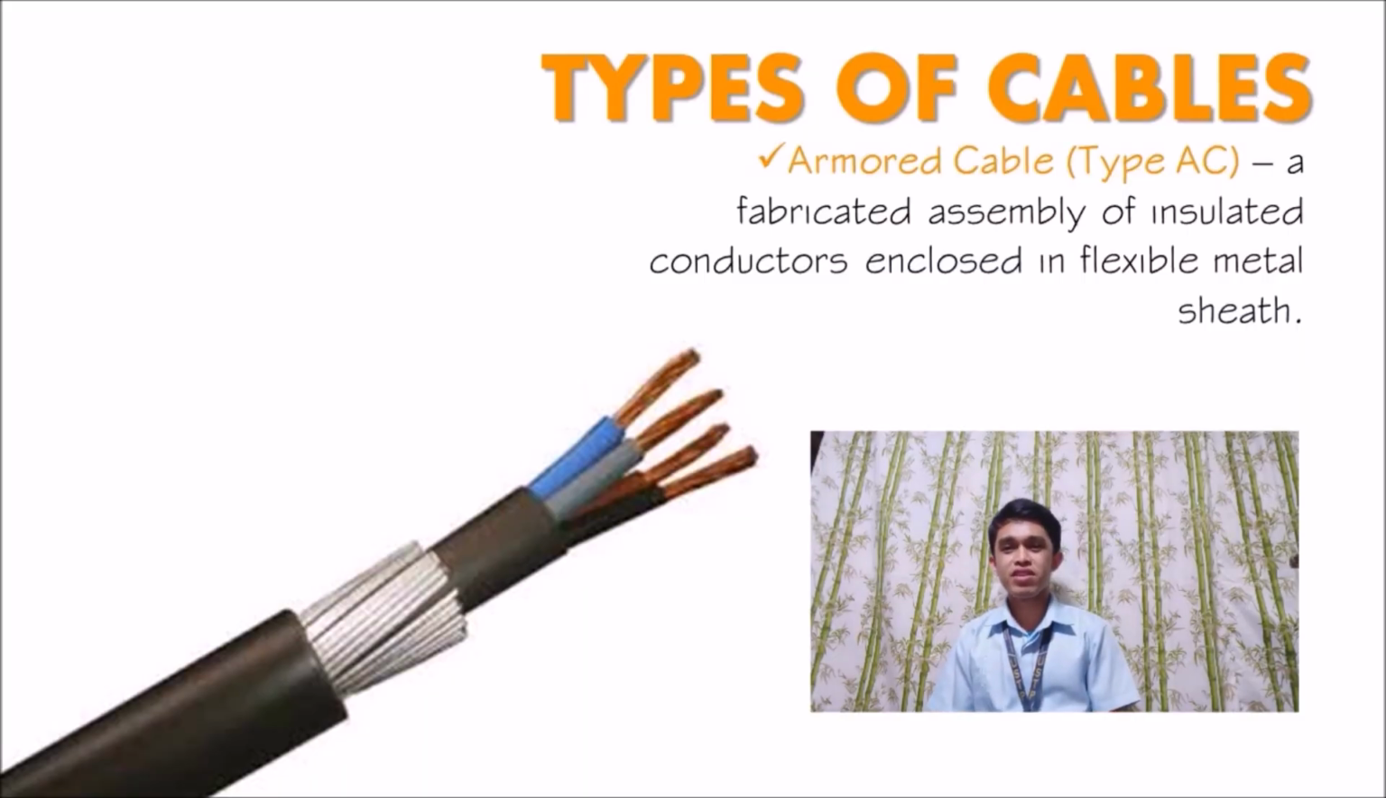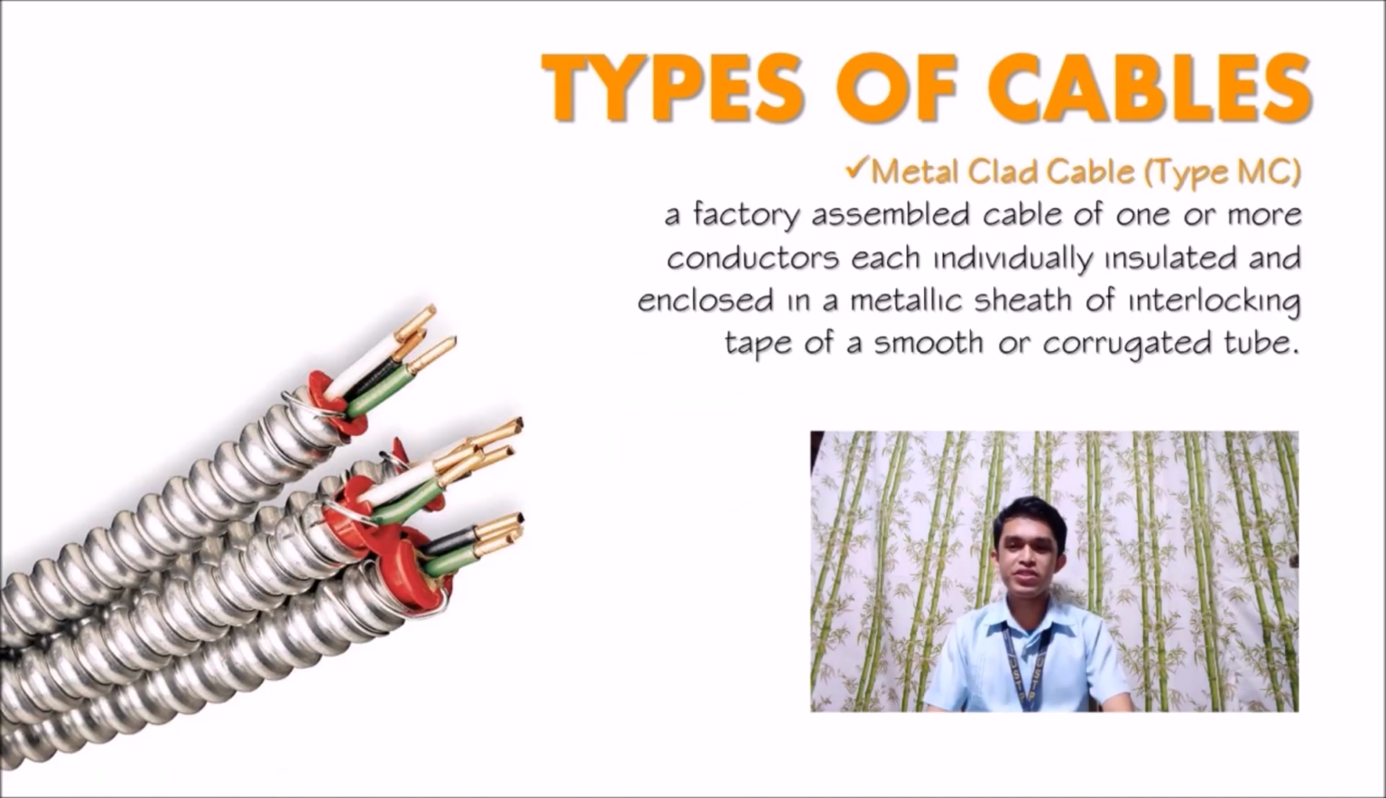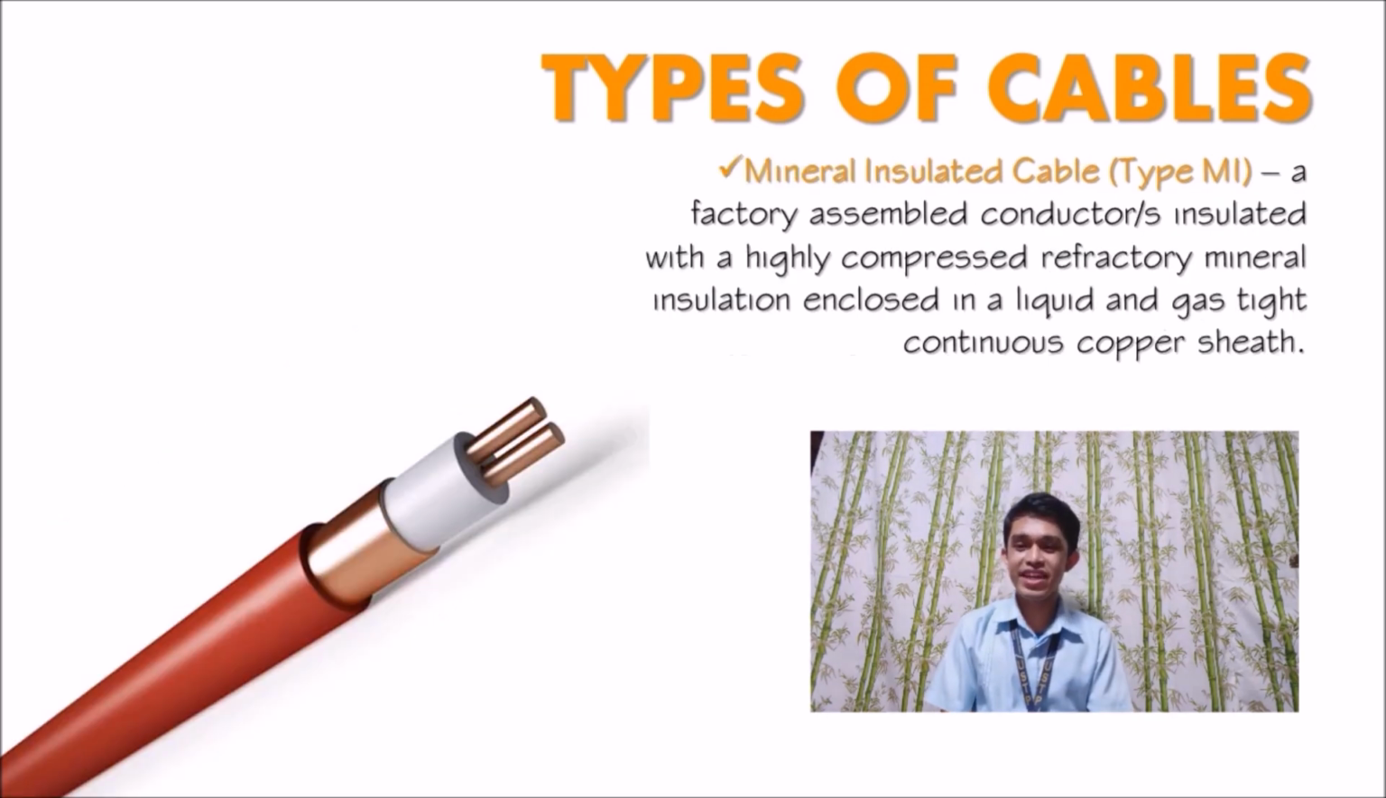Types of cables. First, armored cable or type AC is an assembly of insulated conductors enclosed in flexible metal sheath. Metal-clad cable or type MC: one or more conductors individually enclosed in a metallic sheath of interlocking tapes or corrugated tube. Mineral insulated cable or type MI: assembled conductors insulated with a highly compressed mineral insulation.